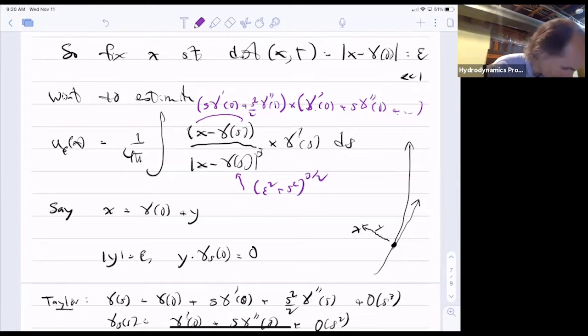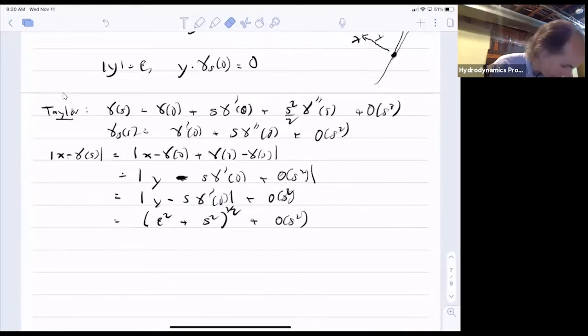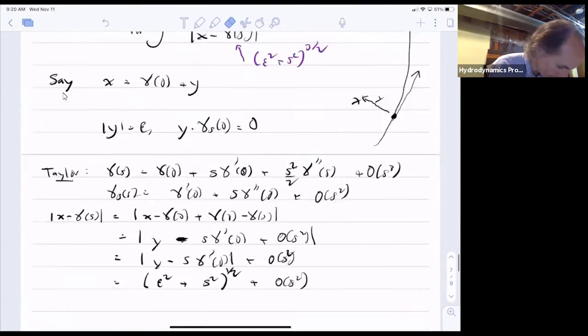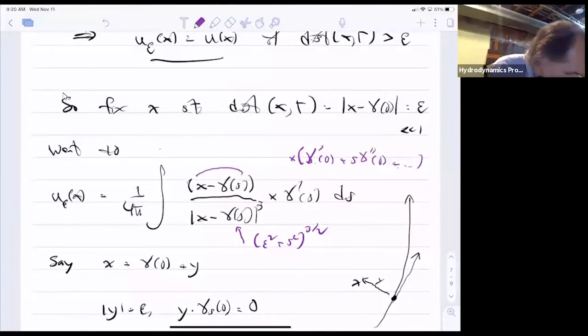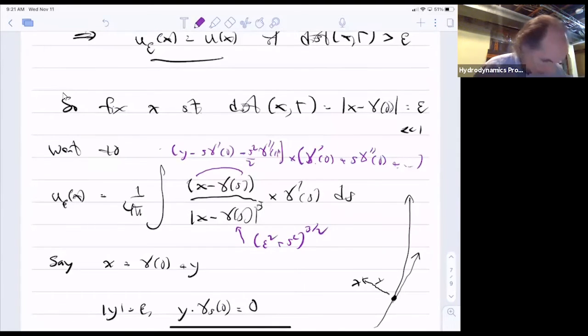I've forgotten something. So there's a y. So there's an x minus gamma of 0. I did this totally wrong. If you see grievous blunders, feel free to speak up. So we had this correctly down here. This is y minus s gamma prime of 0 plus, and then I'm sort of omitting the higher order terms.